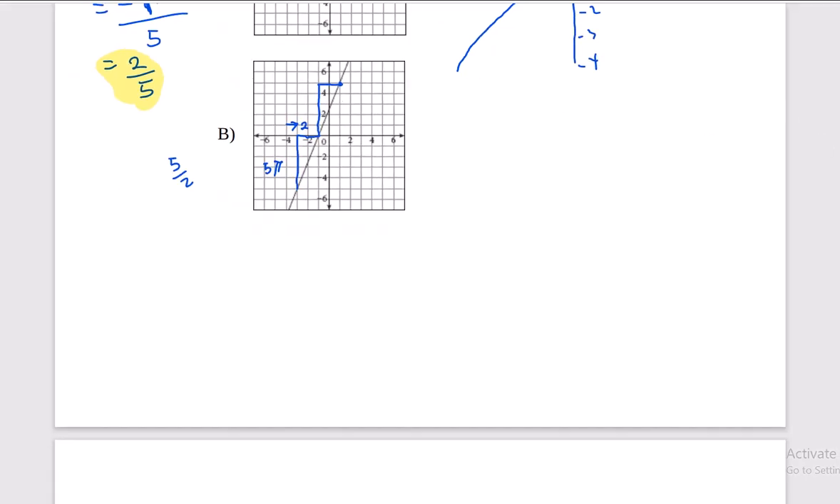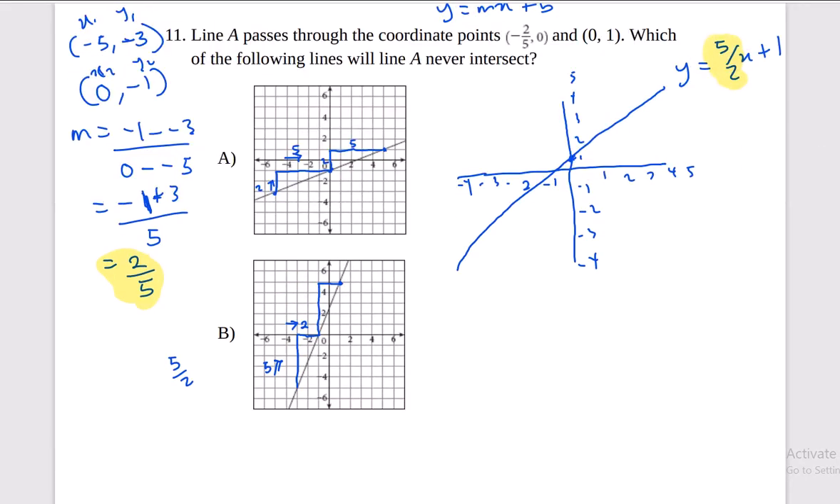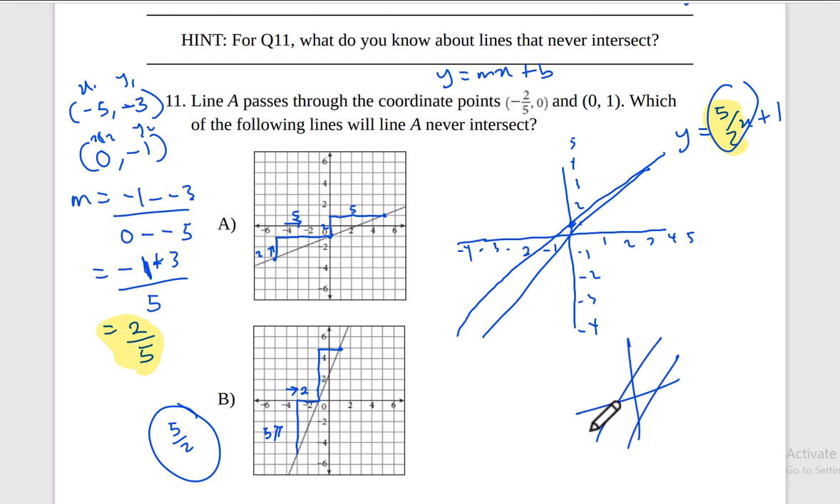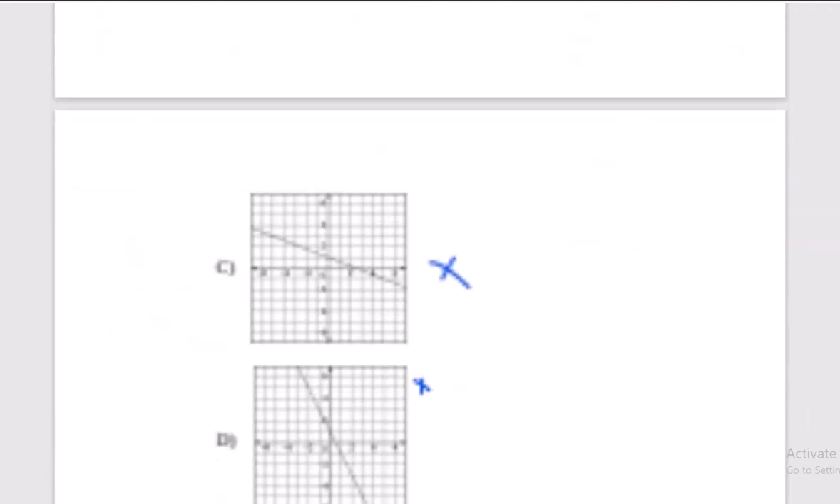And what do we have as our slope as well? 5 over 2. Because they have the same slope, it means they will become parallel lines. They will never intersect. Parallel lines do not intersect, they have the same slope. So that means our line A will never intersect graph B. So this is the accurate option: never intersect graph B.